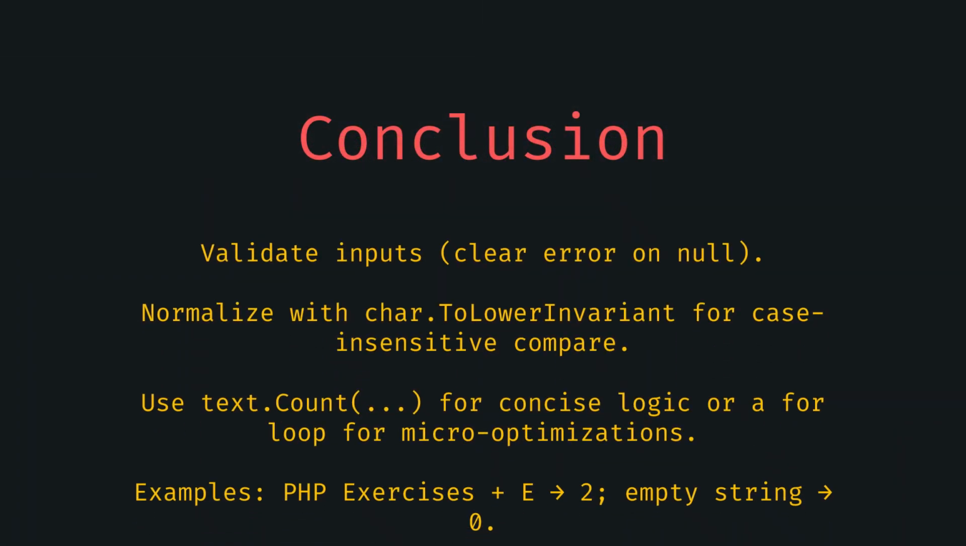Short and practical. We wrote a clean CountCharacter helper that is easy to reuse in apps, tests, and tutorials. The code is readable and safe. Explicit null handling, culture invariant normalization, and clear examples.